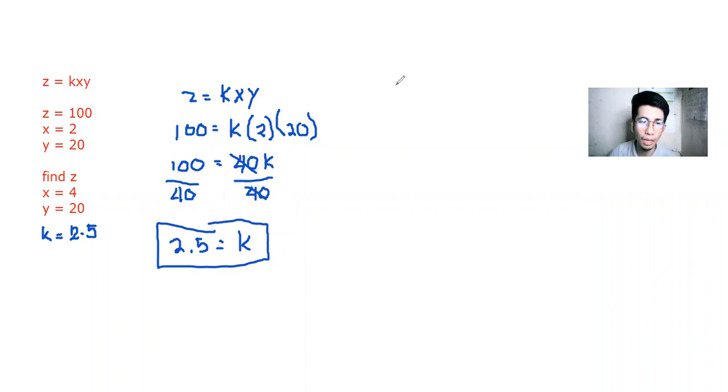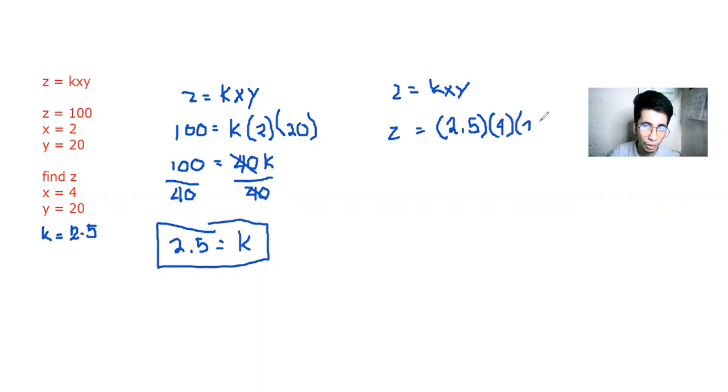So, pangalawang z tayo, we have z is equals to kxy, or z varies jointly as x and y. So, wala tayong value ni z kasi z hinahanap natin. Kay k, meron tayong 2.5. Then, kay x, meron tayong 4. Then, kay y, meron tayong 20. So, in the calculator, diretsong compute nyo to, 2.5 times 4 times 20.